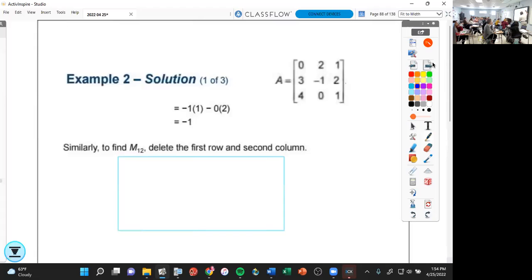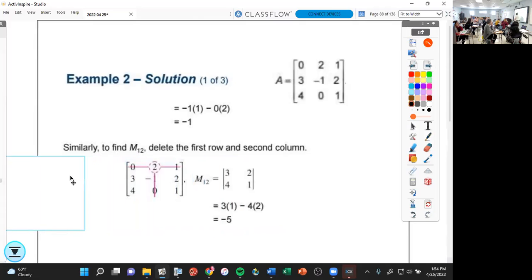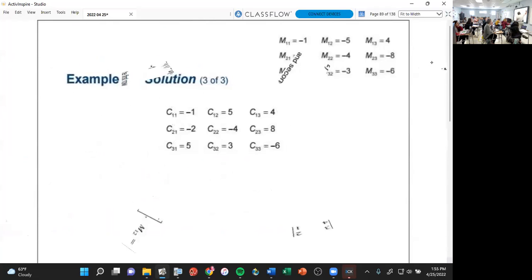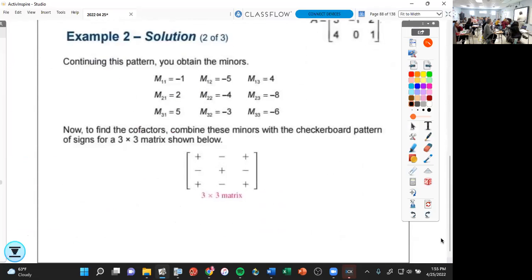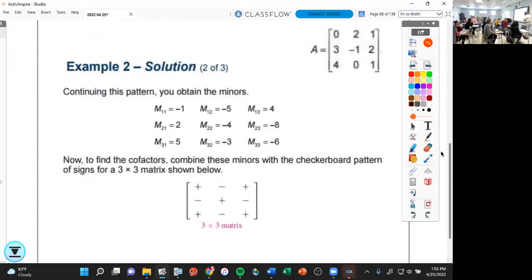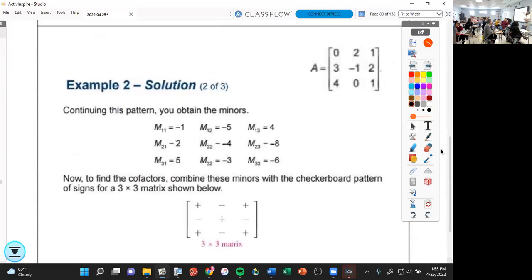If I was to do that, I think this shows it all. Let me go back and go down. If I did this repeatedly, this matrix, the one that I started with, here are all the minors.